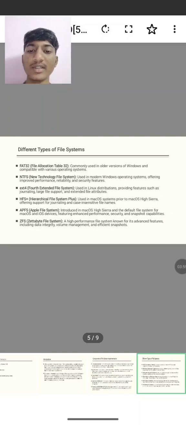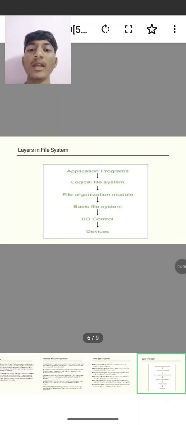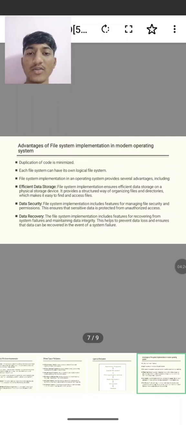ZFS means Zettabyte File System, a high-performance file system known for its advanced features, including data integrity, volume management, and efficient snapshots. Next is layers in file system. This is an example of layers in file system. First of all, application program, then logical file system, then file organization module, then basic file system, then input output control, and then device.